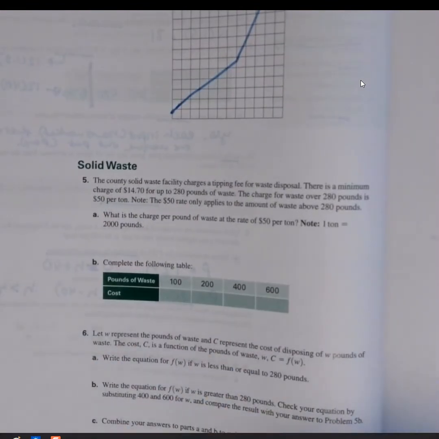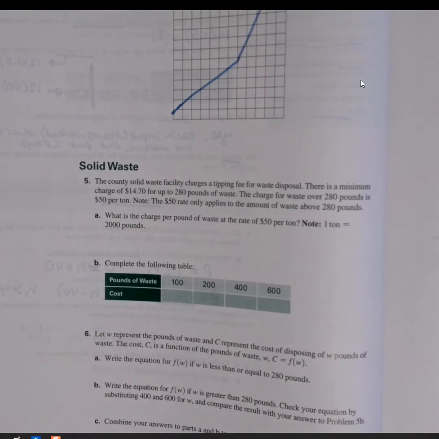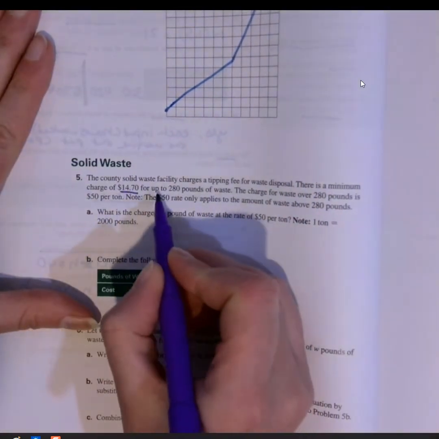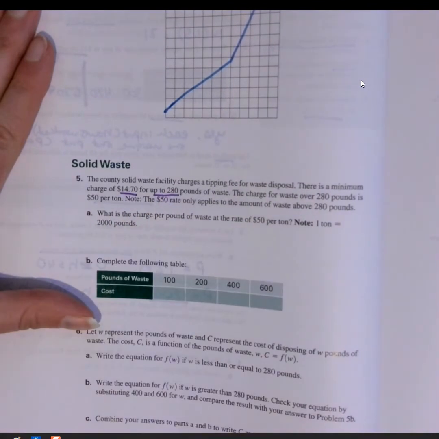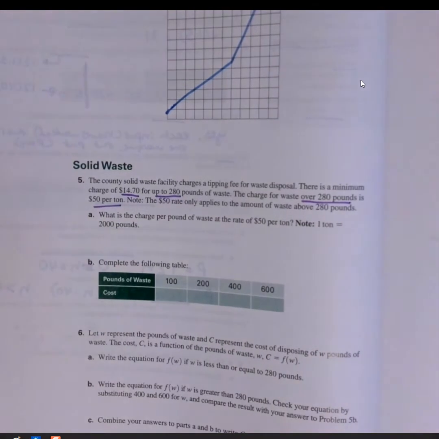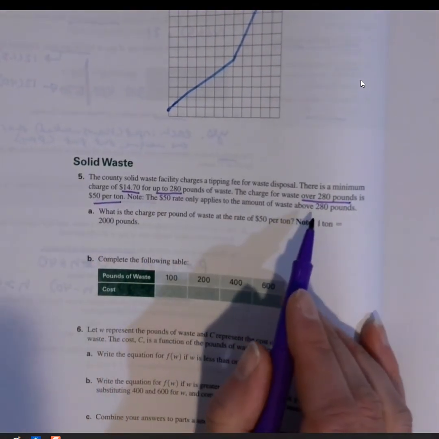So we're in a new scenario. Solid waste is charging a tipping fee for waste disposal. There's a minimum charge of $14.70 for up to 280 pounds of waste. If you're over 280 pounds, then it's $50 per ton. Note the $50 rate only applies to the amount of waste above 280 pounds.